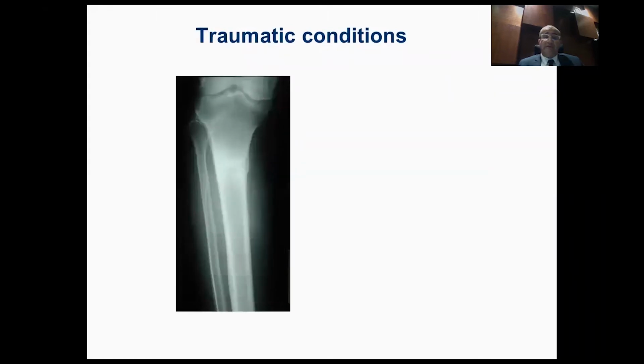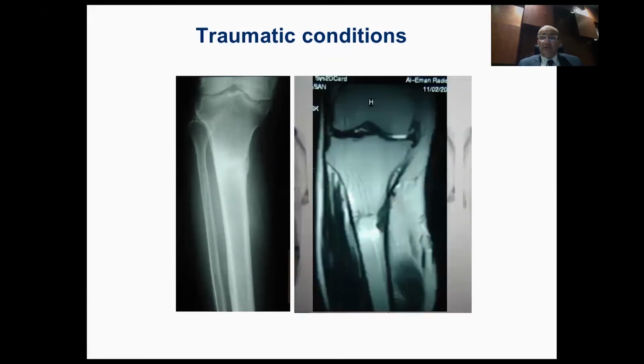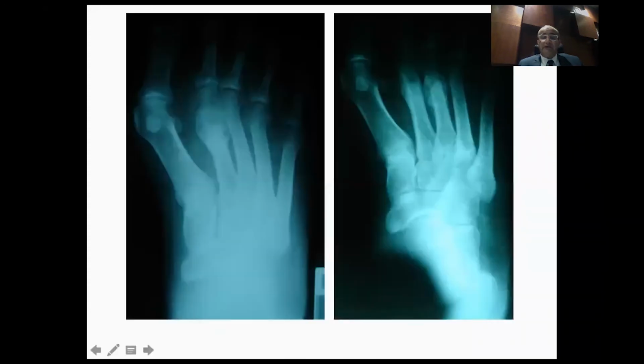Traumatic conditions as well could mimic bone tumors. This is a patient with a painful upper tibia without a specific trauma, but you can see here the sclerosis. You can mistake it for an osteoid osteoma, it's hot on bone scan, but the MRI revealed the fracture line. This is a stress fracture.